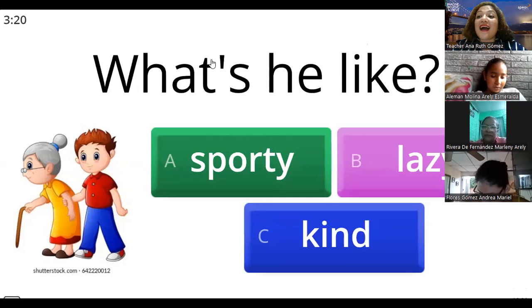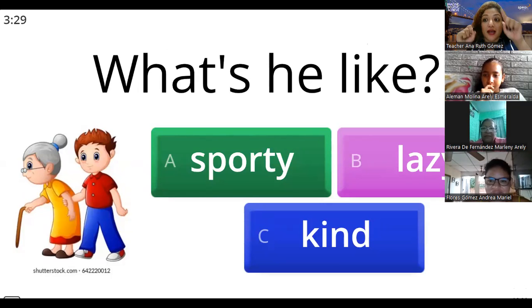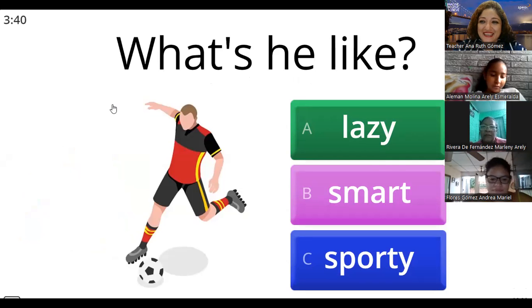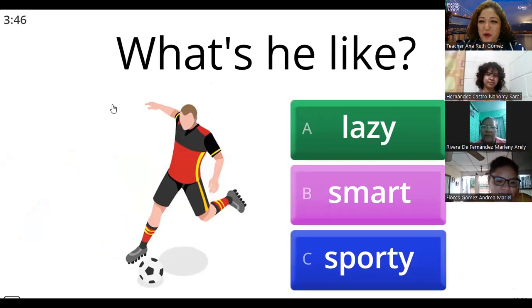Let me see. He is kind. Ah, yes, Brenda Lee. Yes, Jocelyn. Capital letter, Jocelyn. He is. Capital letter. So he is kind. Very good. All right. What about the next one? What's he like? He is sporty. He is sporty. Me encantan esas respuestas completas. Bravo. All right. Miren, eso no crean que es simple. Es excelente lo que están haciendo, las oraciones completas, porque si no, no van a hablar palabreado el inglés.